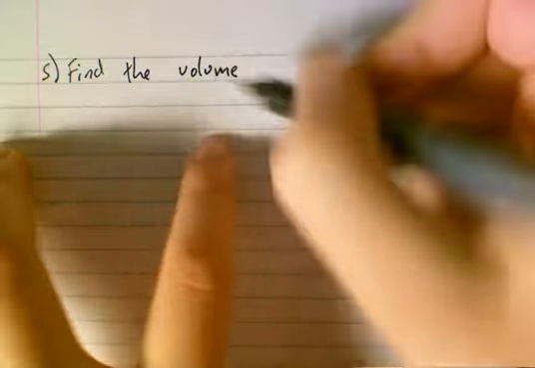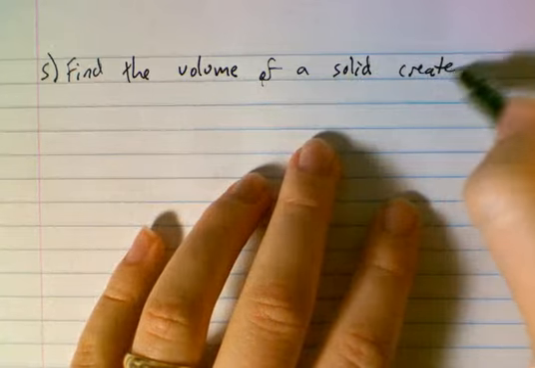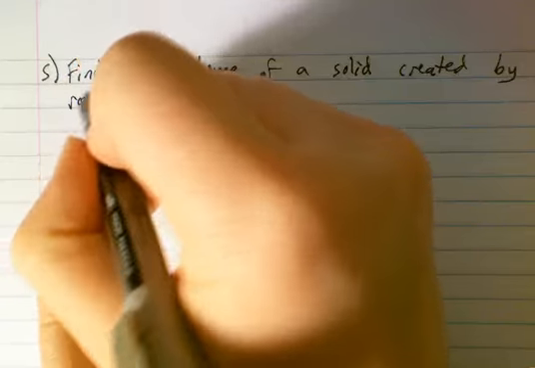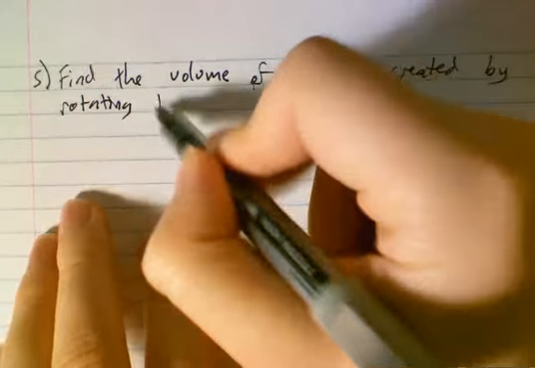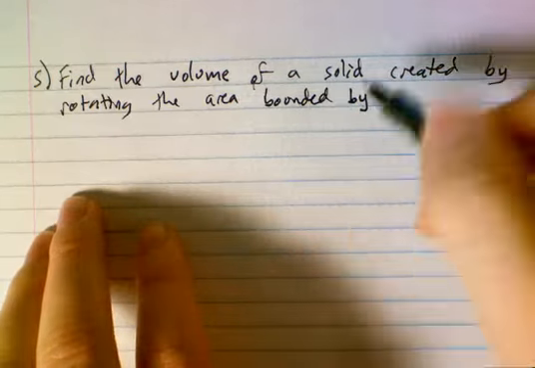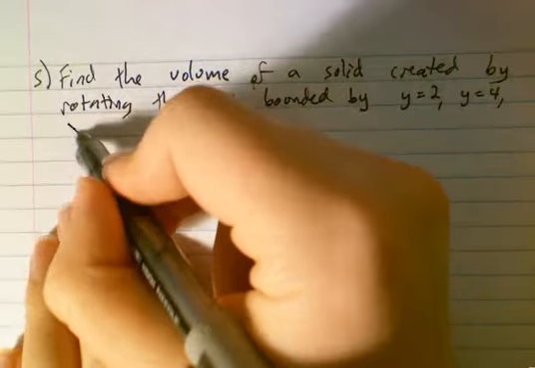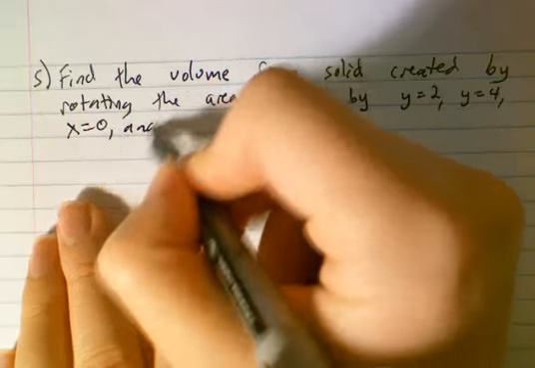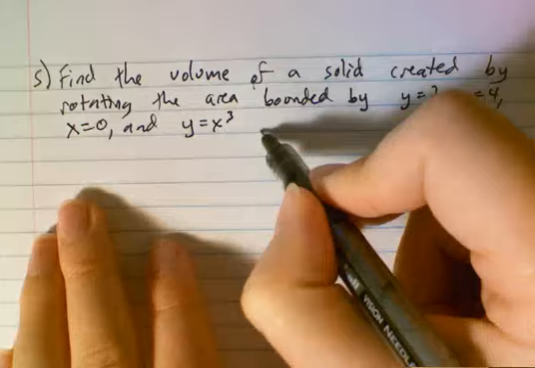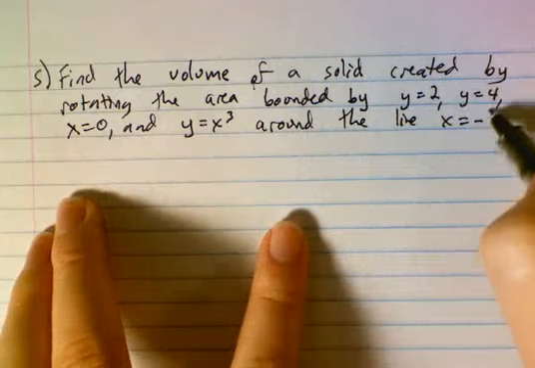So here's our 5th and last problem. Find the volume of a solid created by rotating the area bounded by y equals 2, y equals 4, x equals 0, and y equals x cubed around the line x equals -1.